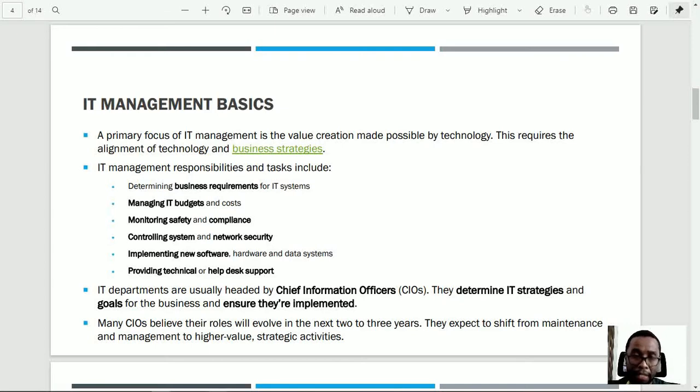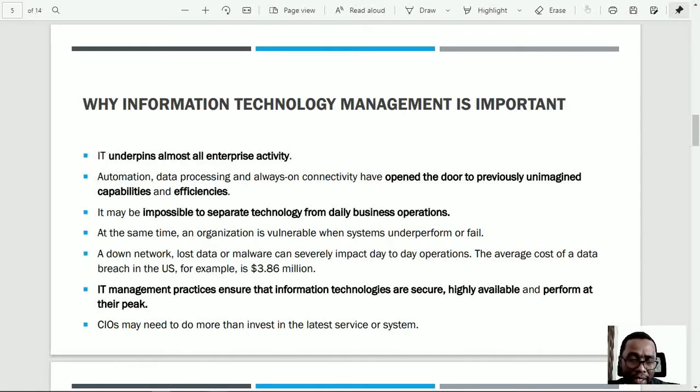heading this department. Now, why is IT management important? The first thing I want to say is that IT underpins almost all enterprise activities. Nowadays, for example, just go to the bank and say that you want to stop all the IT or the technology there and try to go manual. Things won't work, because almost everything depends on technology. We have automation, we have many new things which have been discovered, and capabilities and efficiencies because of aligning business processes to IT. So it's very important to see how we can manage all these things.